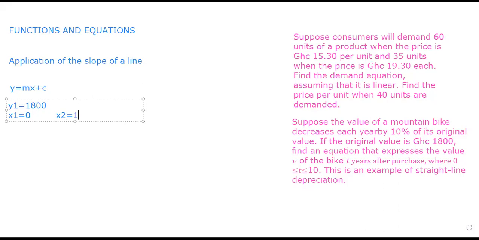Now, if 1 year comes, what will be the value of the bicycle? They said that the value of the bicycle decreases by 10% each year. So every 1 year, the value, which is 1,800, goes down by 10%. What would be the value after 1 year? Who can tell me?